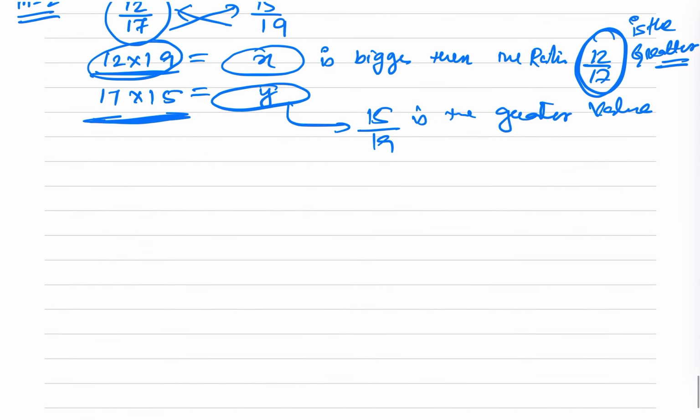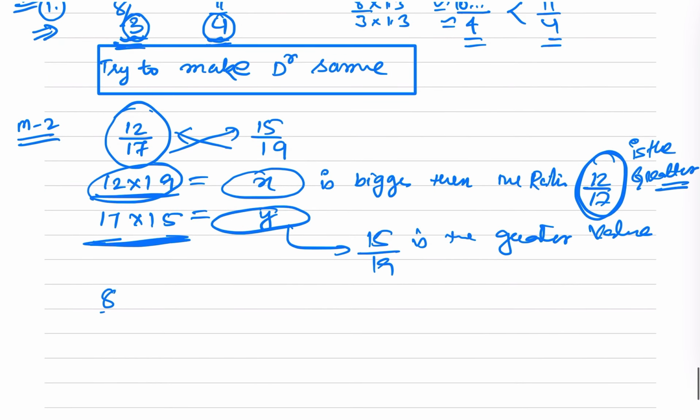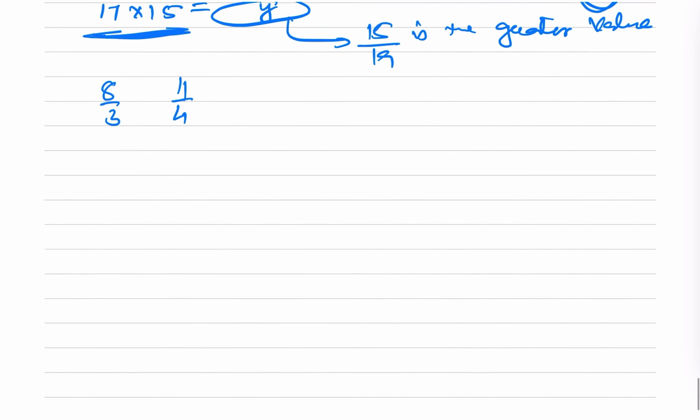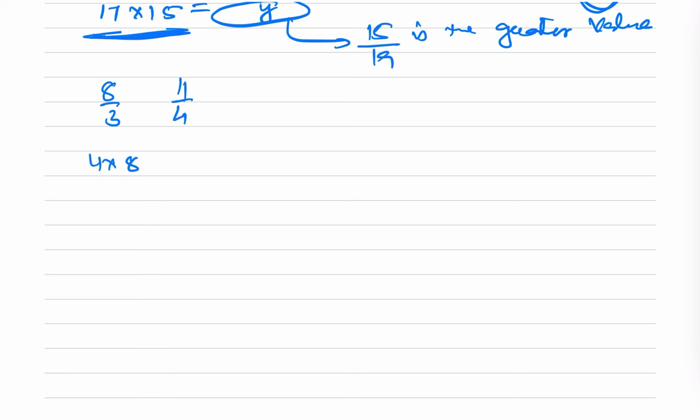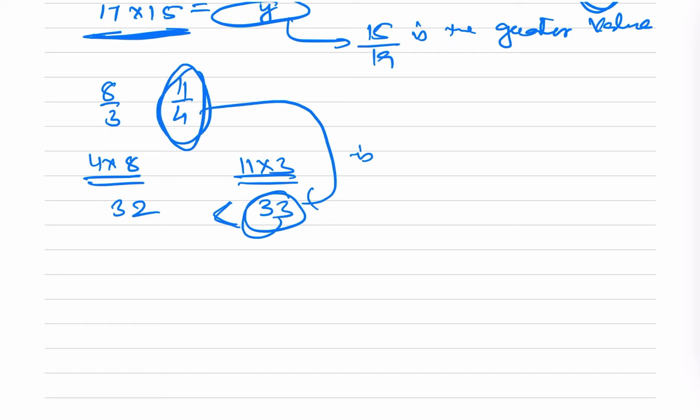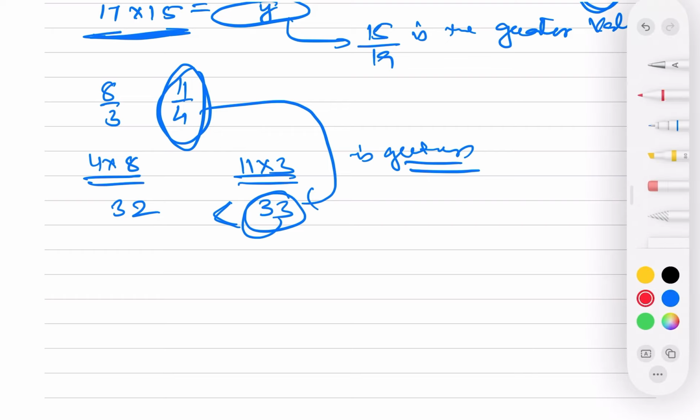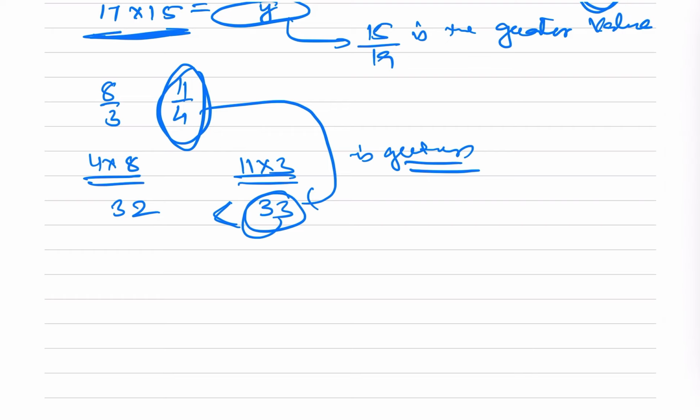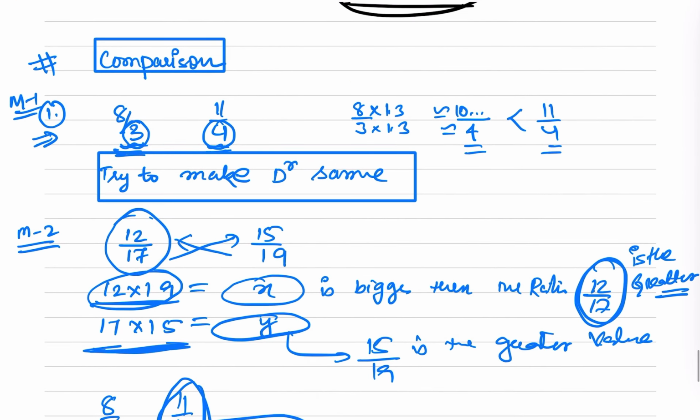For example, let's do this one only. 8 by 3, 11 by 4. So 4 into 8, 11 into 3. What is it? 4 8s are 32, 11 3s are 33. Which is greater? 33 is greater, means 11 by 4 is greater. Are you understanding this? Now you will be like, oh, this is the great trick I have. It's not a great trick again. That's why I'm saying, let's go with all the methods.